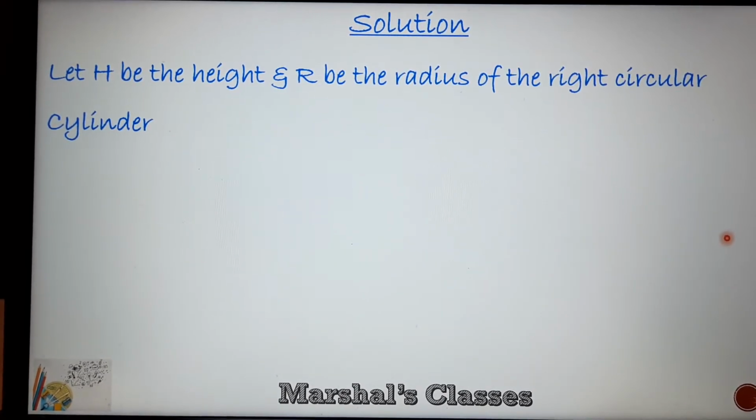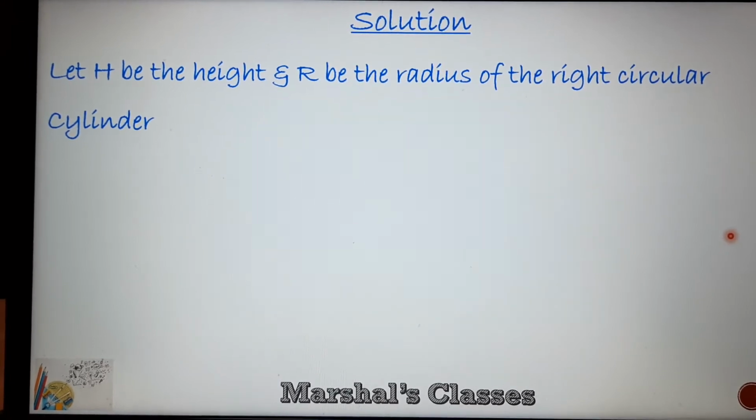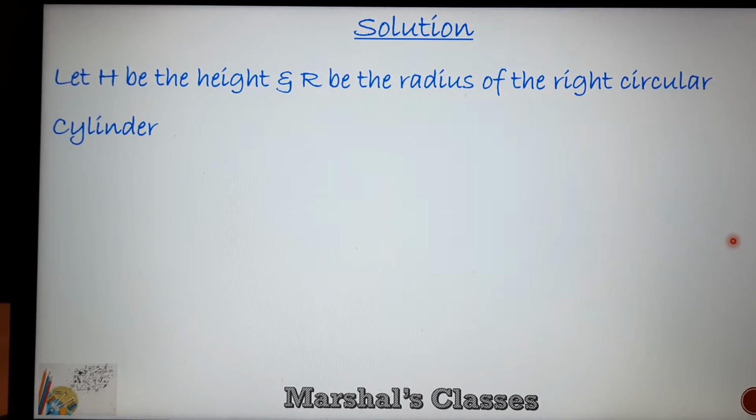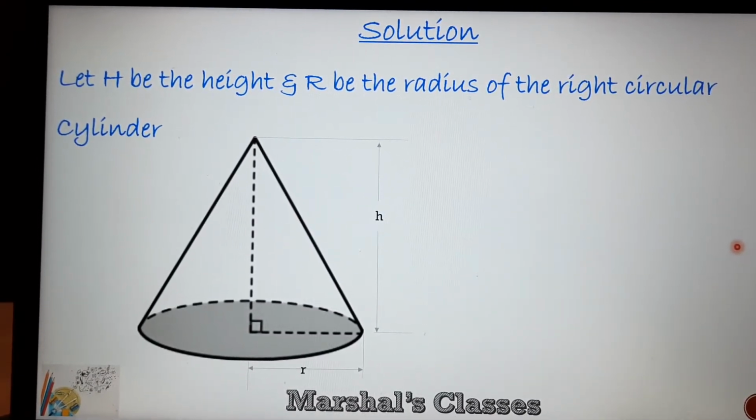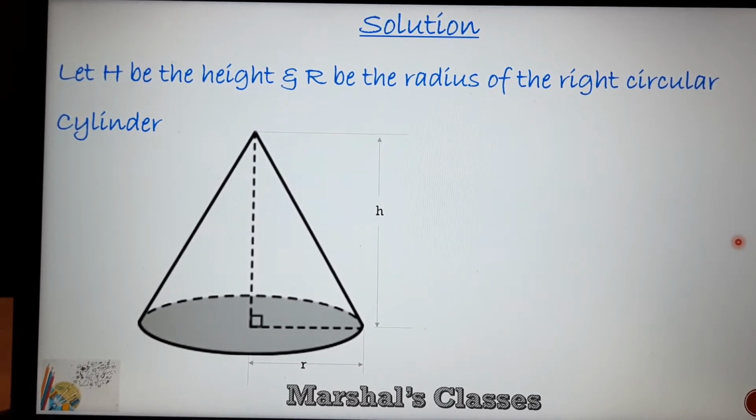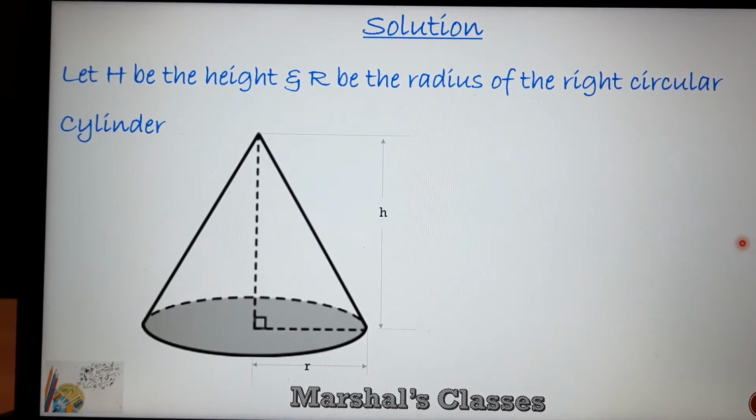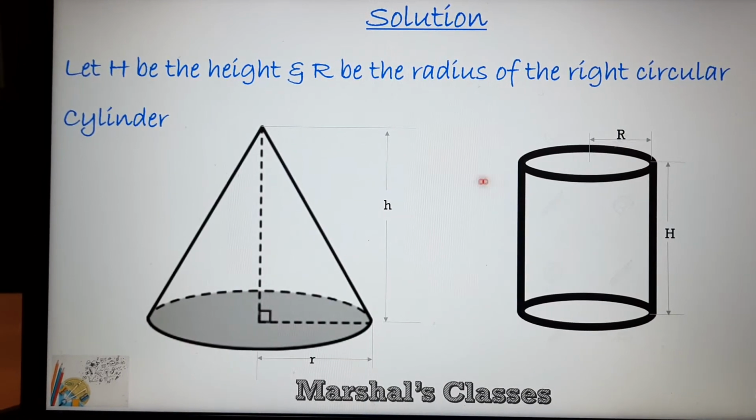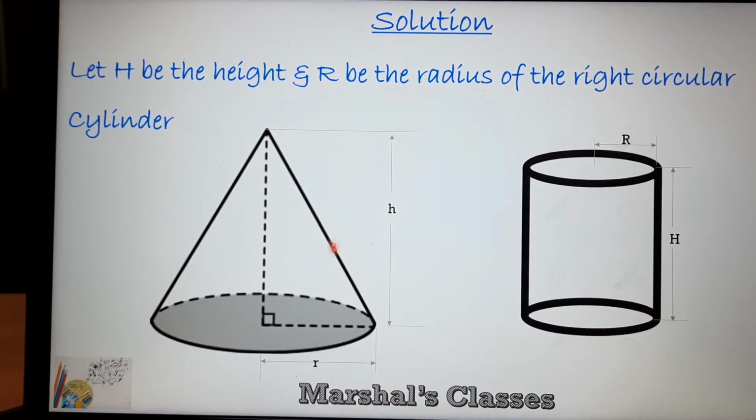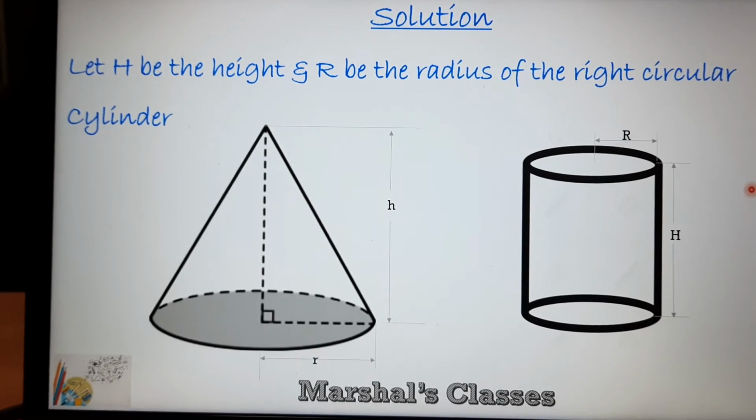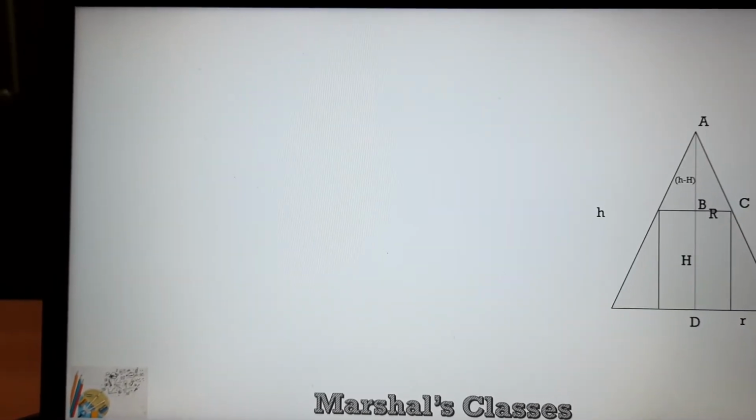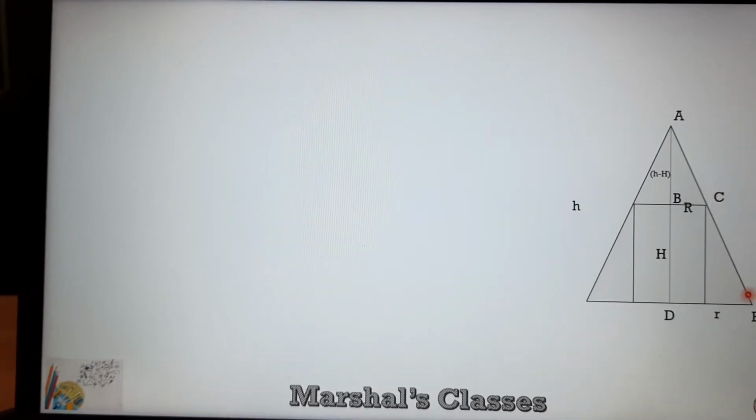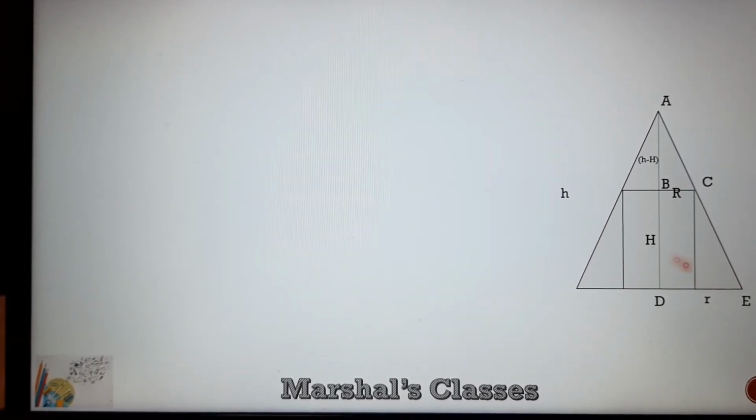So we will assume capital H to be the height of the cylinder and capital R to be the radius of the cylinder. So the given cone is of height small h and radius small r, and this is the cylinder which we will inscribe inside the cone. So when we inscribe the cylinder inside the cone, it looks like this.